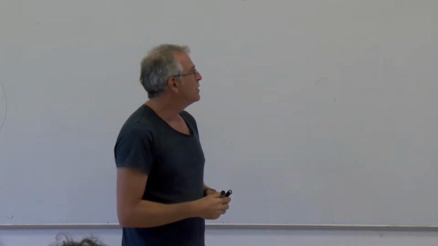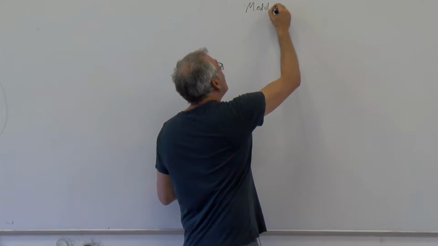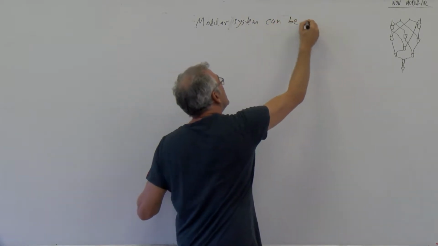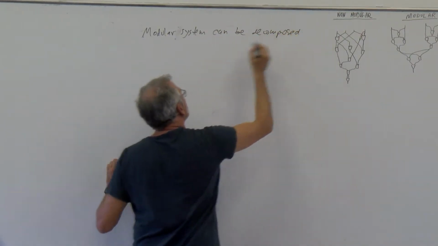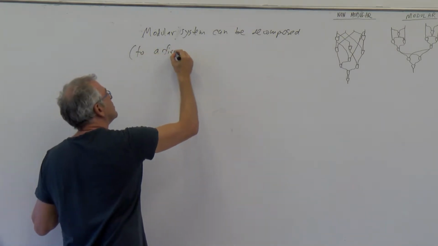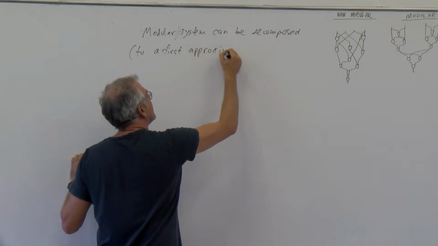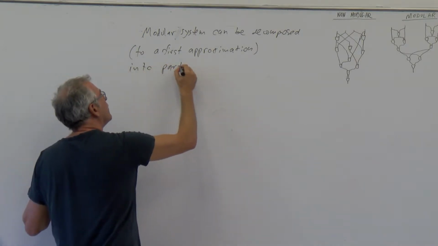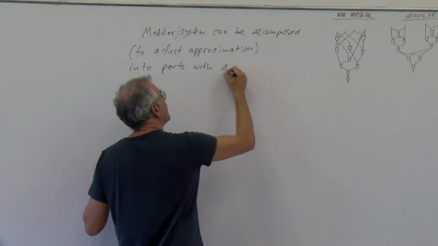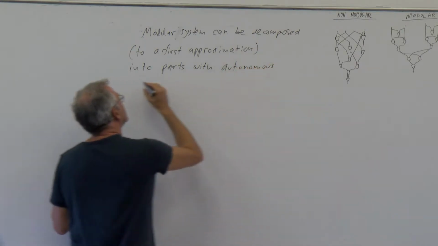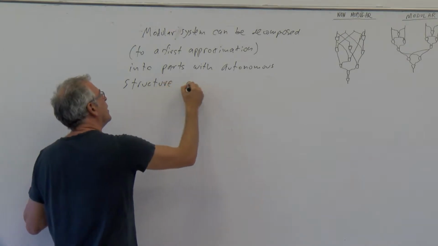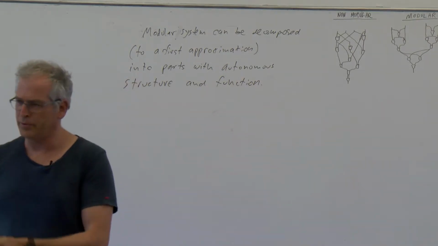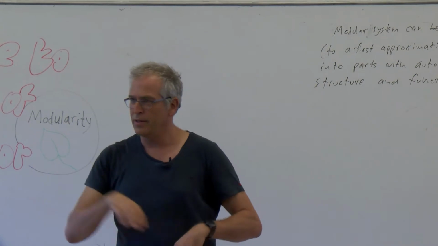What is modularity? A modular system can be decomposed, to a first approximation. Sometimes it gets fuzzy, but it can be decomposed into parts with autonomous structure and function. It's clear that the battery is for electricity, the motor is for running, and they're both structurally and functionally defined.